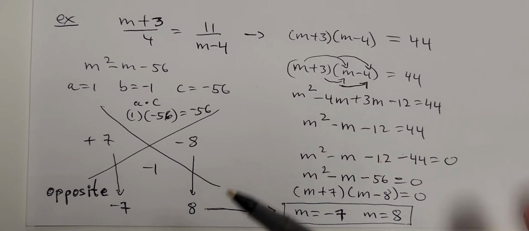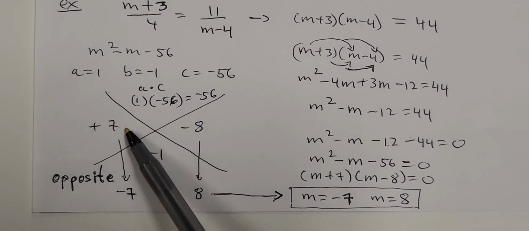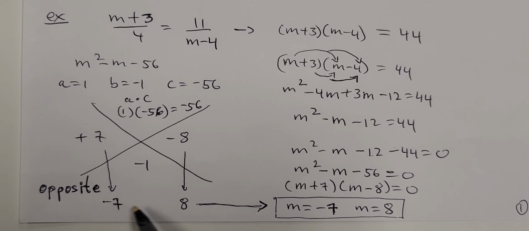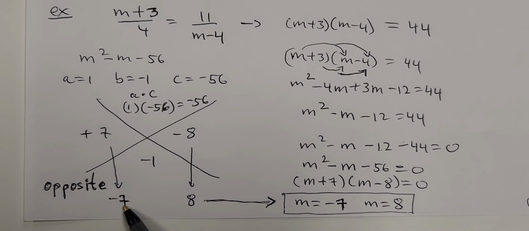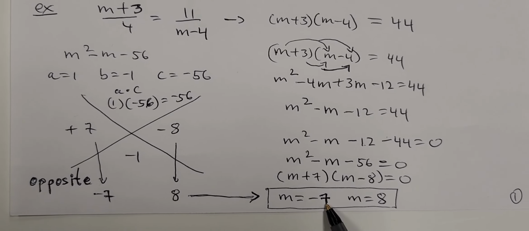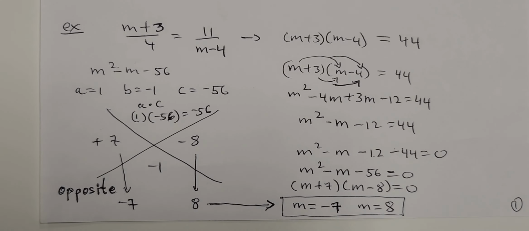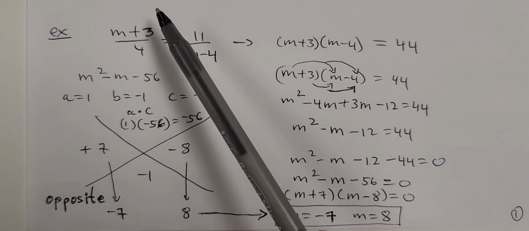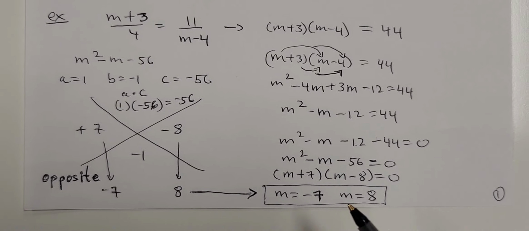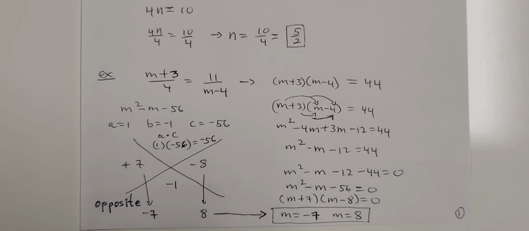Same thing on this side right here when I say opposite. Whatever this is, the opposite would be negative 7, and the opposite of negative 8 becomes positive 8. So this is our final answer, negative 7 and positive 8, which is the same as what I did over here as well. So be very careful when solving proportions. You cross multiply, cross multiply, cross multiply. Do the algebra, and the last step is to solve for m. So be very careful.